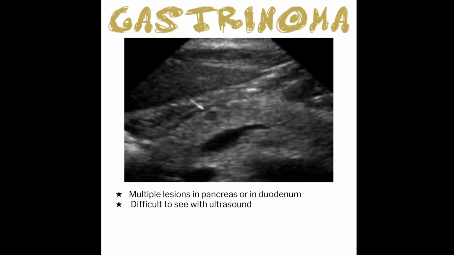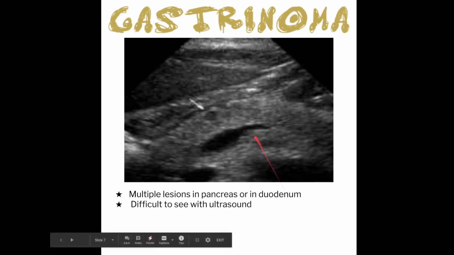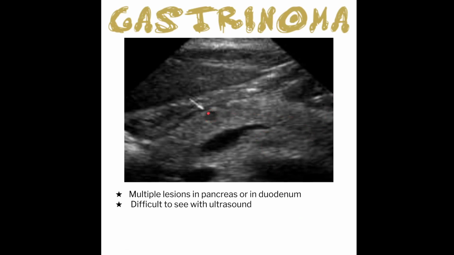On ultrasound then, we typically will see multiple lesions within the pancreas or even in the duodenum, and they are actually very difficult to see with ultrasound. If they are big enough or if the pancreas is visualized well enough, we might be able to aid in the diagnosis. Here in this example, we can see the pancreas here, and this tiny little darker spot here, this is the gastrinoma.